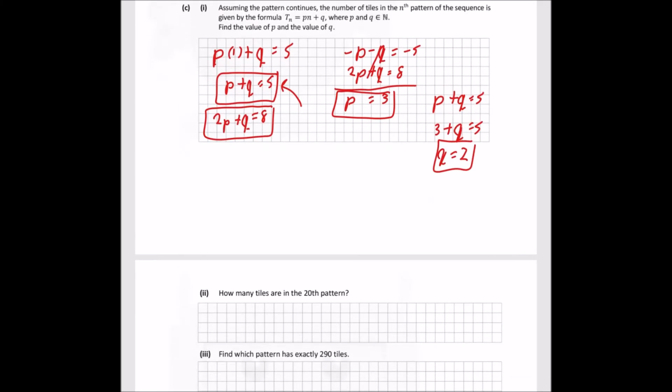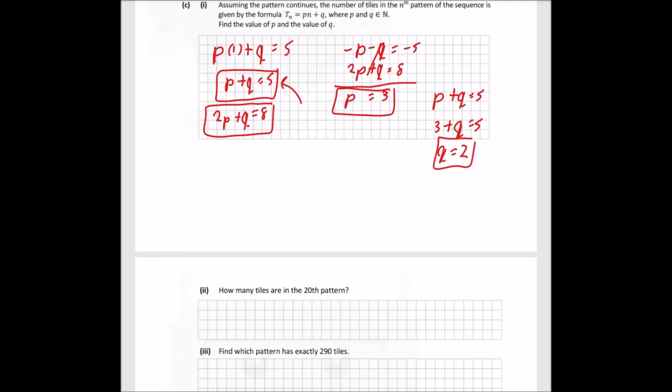How many tiles are in the 20th pattern? Okay, well, I'll take my Tn formula. So Tn equals pn plus q, but I know p is 3 and I know q is 2. So I want to find out how many tiles are in the 20th pattern. I just put 20 into my Tn formula. So T20 equals 3 times 20, plus 2, which will give me 62. So 62 tiles.